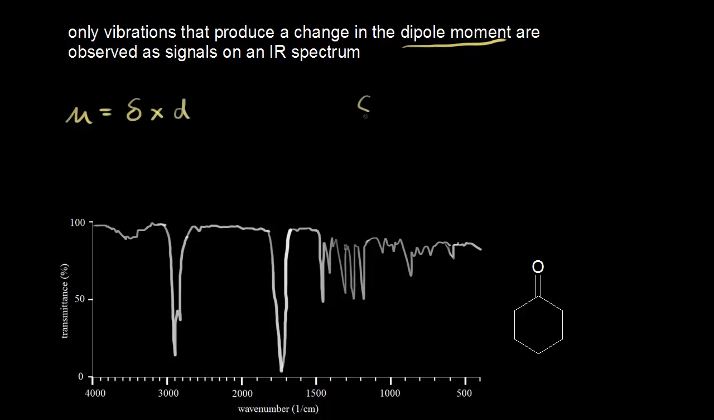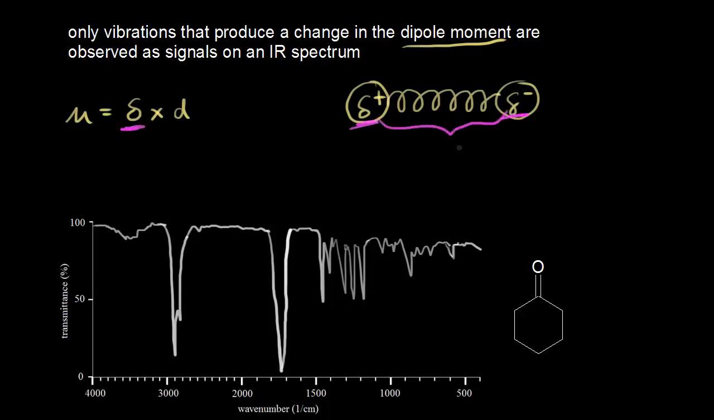So if you have a partial positive charge separated by some distance from a partial negative charge, and if we're thinking about bonds as springs, I could draw a spring in here, right? So we have a magnitude of charge, one positive and one negative, separated by some distance d, and so obviously we're going to have a dipole moment.